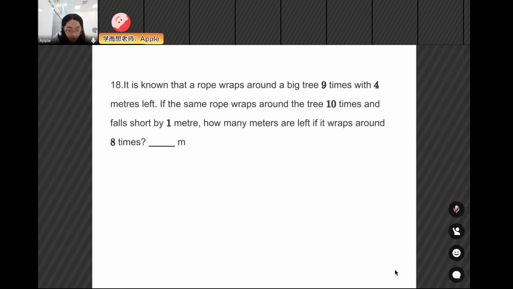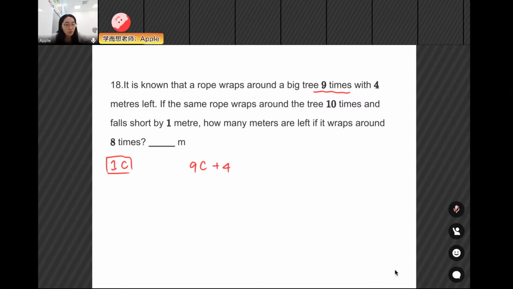So here everyone, you see that actually for the length of one circle of the tree, it doesn't change. And also the total length of the rope, it doesn't change, right? But we just rope for different times. So here let's have a look. For the first case, maybe I just set for the one circle of a big tree, that is 1C, okay? And then following this, what about the 9 times with the 4 meters left? That is after you try it for 9C, and then you still have 4 left, that is a plus 4.